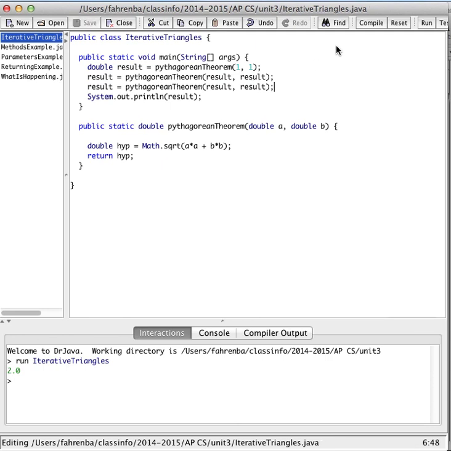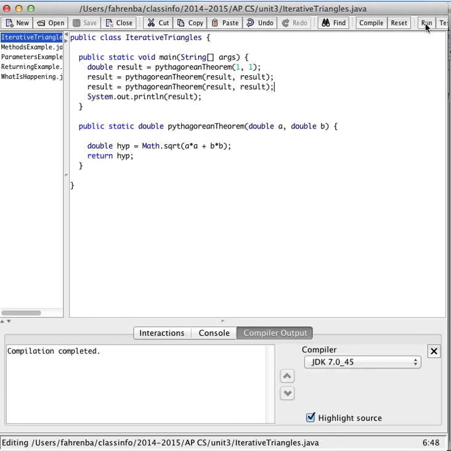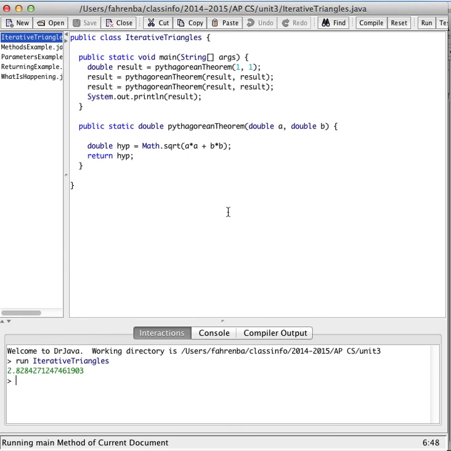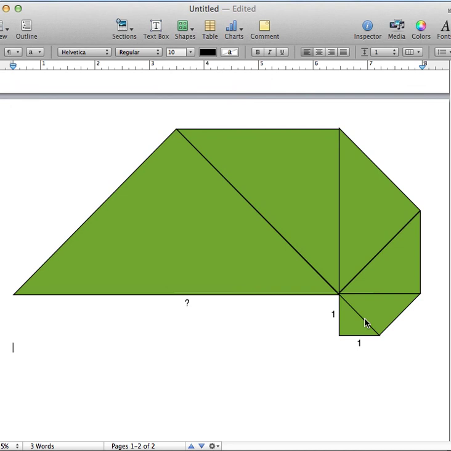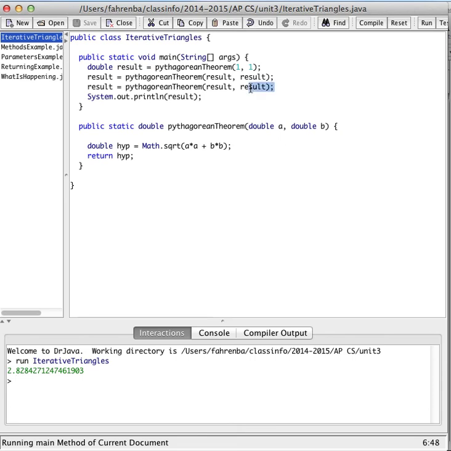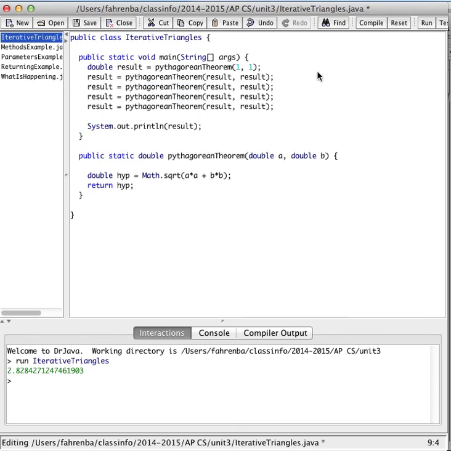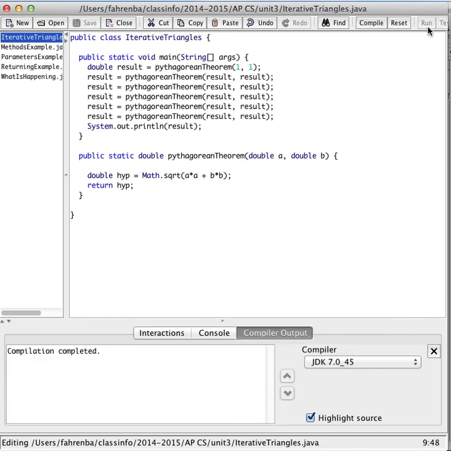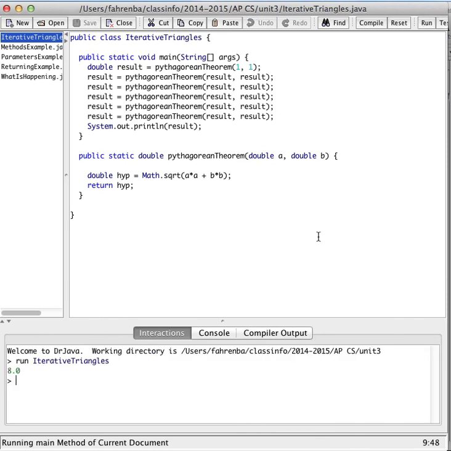So if I compile and run it now, that's 2.82. Now I should go back and count to make sure how many of these we need. So 1 triangle, 2, 3, 4, 5, 6. We need that command 6 times, so I'm up to 3, 4, 5, 6. And this should be our answer. Compile, run. It turns out that the length of the hypotenuse in our question is 8.